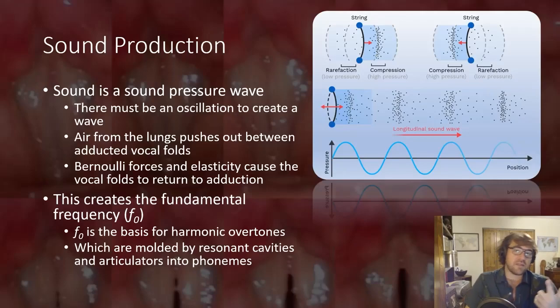So what's going on in the larynx is that you've got air from the lungs, which remember we went over the lungs a ton. Air from the lungs is going to push out between the vocal folds.